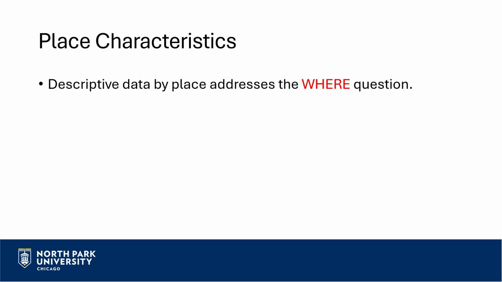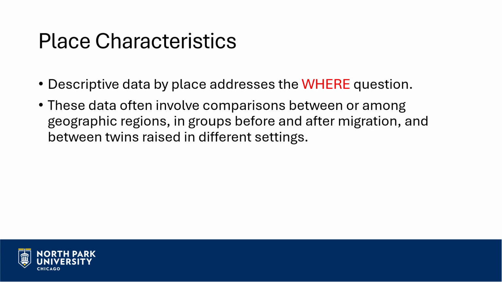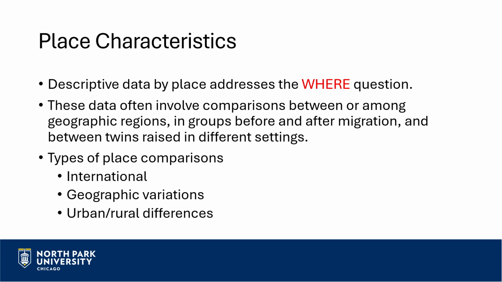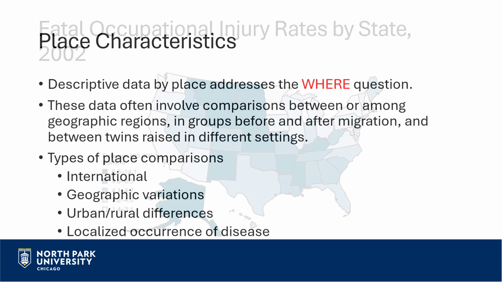Place characteristics. It's descriptive data by place addresses the where question. So these data often involve comparisons between or among geographic regions, in groups before and after migration, and between twins raised in different settings. Types of place comparisons: international geographic variations, and urban-rural differences. And there are true differences between these place comparisons. And localized occurrence of disease.